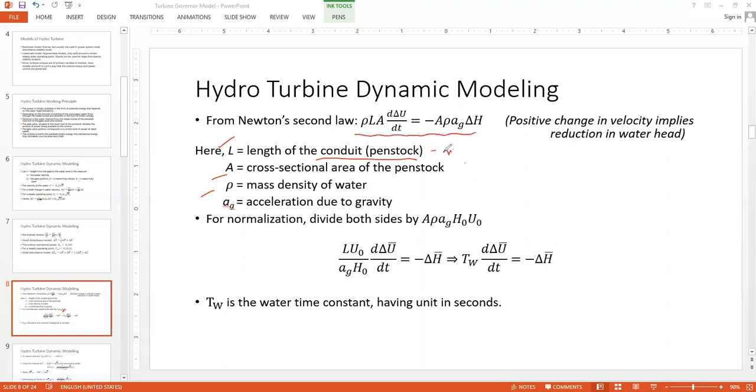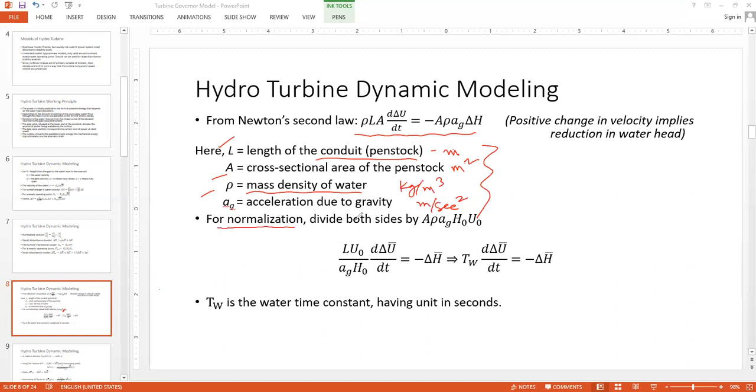So L could be in meters. A could be in meter squared. Rho is the mass density, probably in kilogram per meter cube, because it is density. Ag is the acceleration, meter per second squared, something like that. So these are actual units. I haven't mentioned the units, but then we are normalizing it.